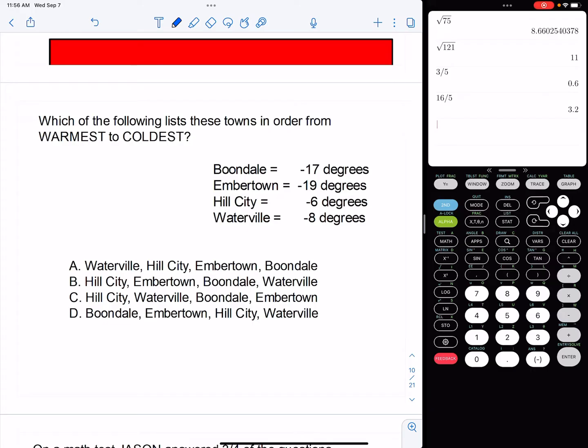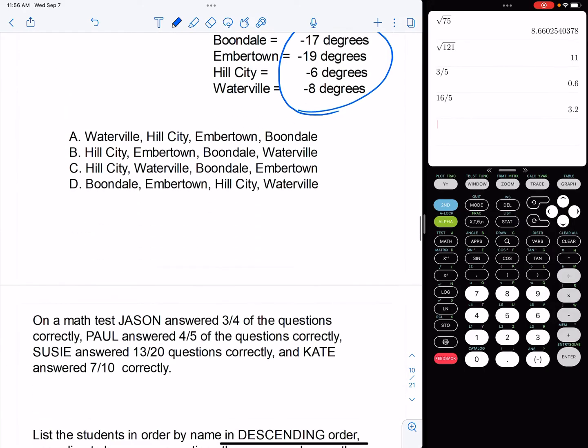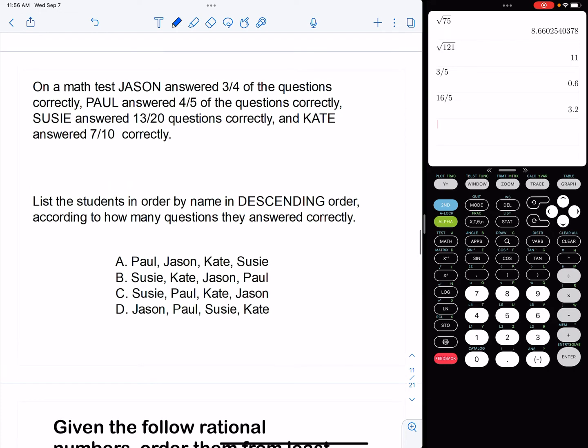Same kind of thing with integers. Here's a type of question that you would see on the STAR test, where they give you the degrees over here, but yet they give you the answer choice based on those cities. So you got to kind of compare that. Fractions, same kind of thing.